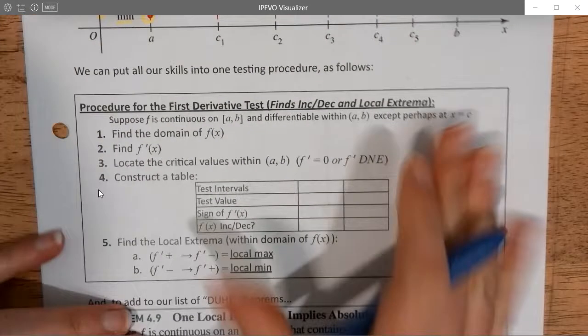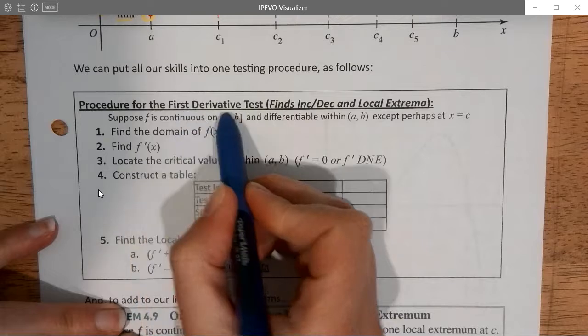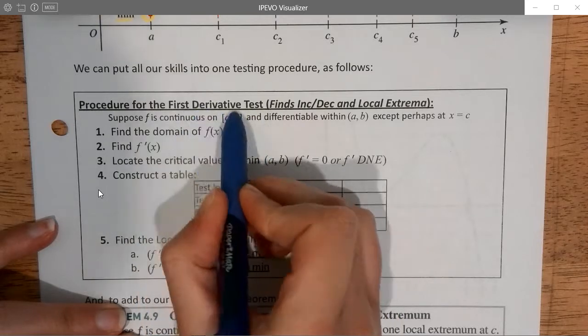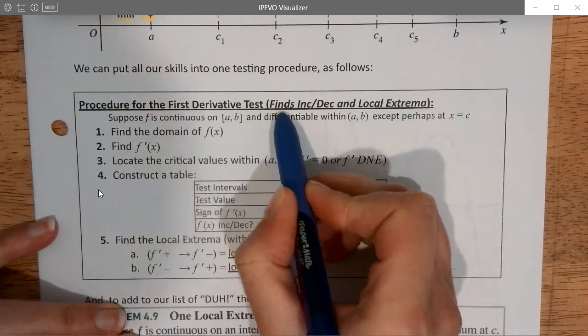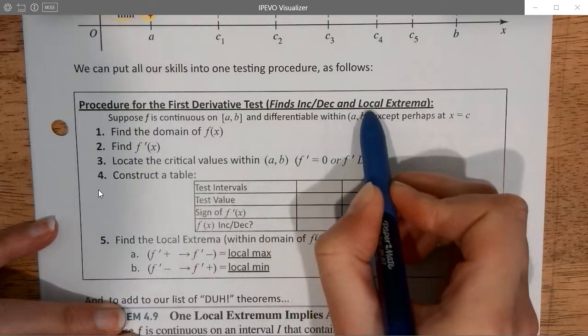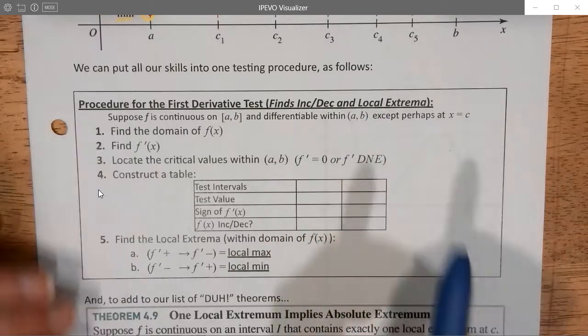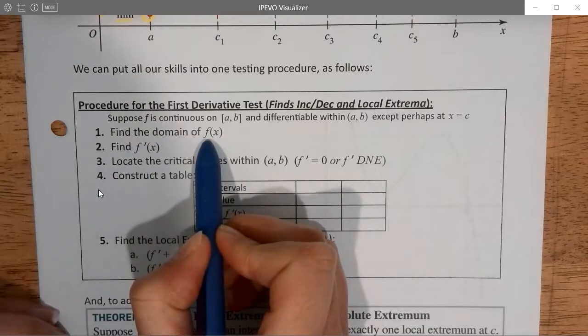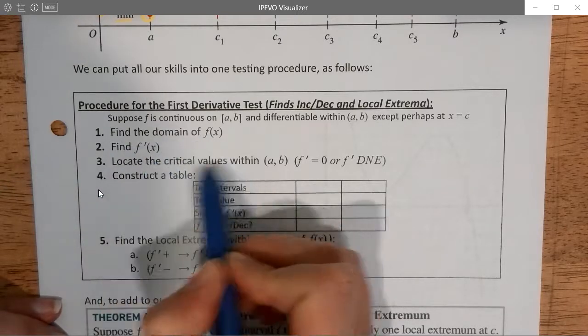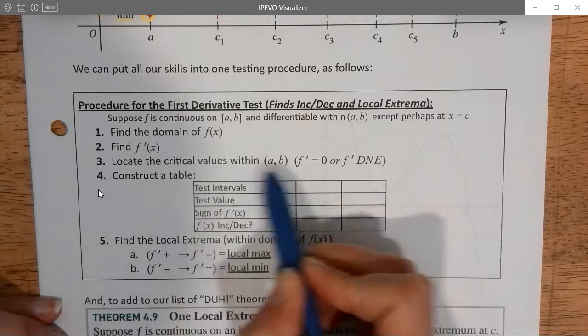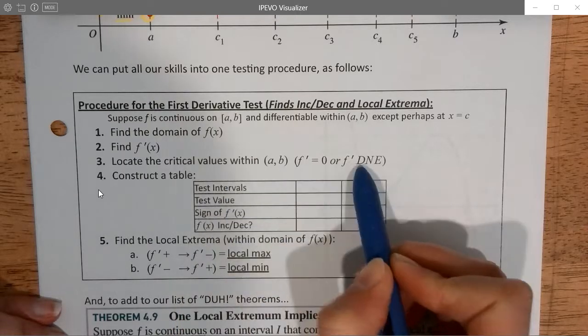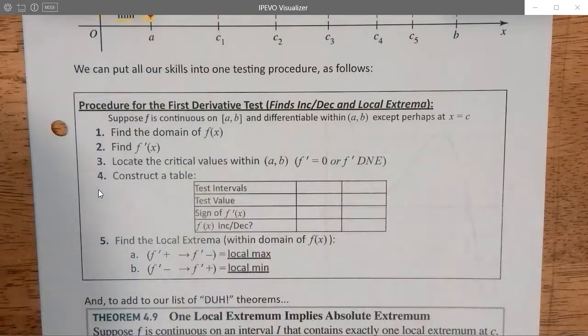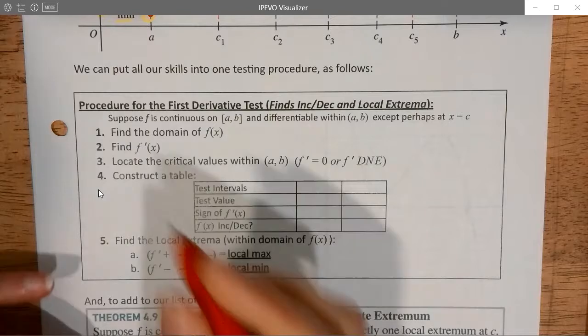Putting all this together gives us the procedure for the first derivative test. The goal of the first derivative test is to find intervals of increase and decrease and to classify critical values as local extrema. Okay, so the first derivative test starts with finding the domain. I need the domain before I find the derivative because the critical values need to be values where the first derivative is equal to 0 or fails to exist in the domain, right? I only look for values that are in the domain of the original. Those things I have already practiced before in a previous section.